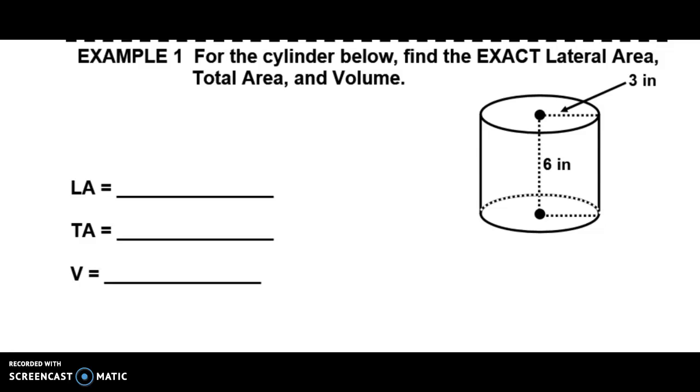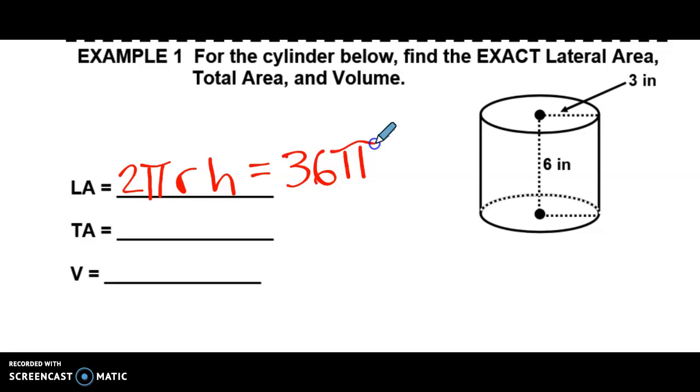All right, now we're going to talk about finding the total area. In our last video, we talked about our lateral area, which had the formula 2 pi my radius times my height. And when we found that, we found it to be 36 pi.